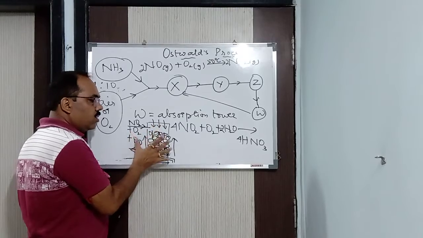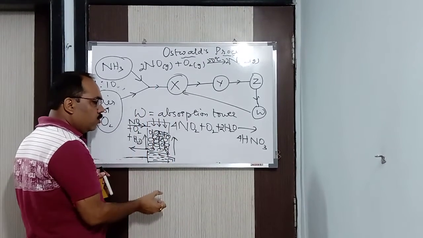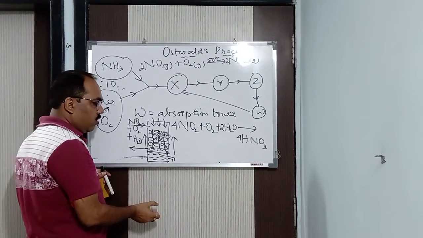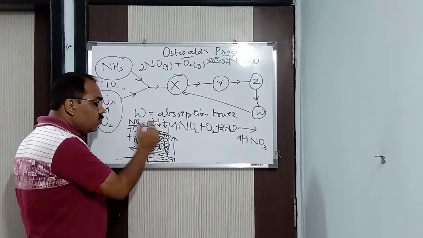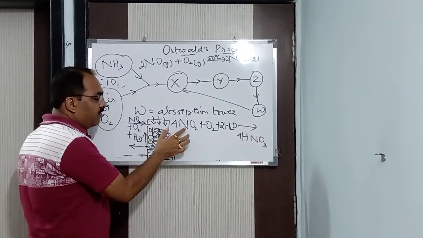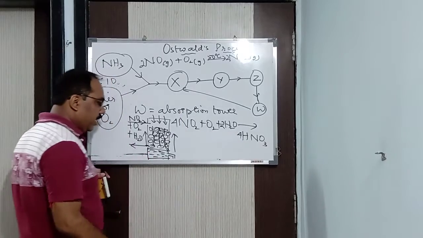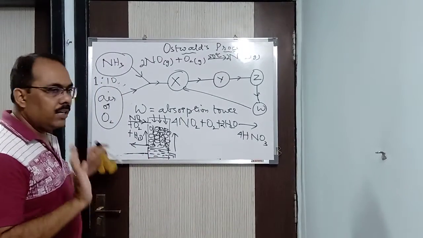Why is quartz used? Because quartz is acid resistant and it slows down the movement of nitrogen dioxide and oxygen. Due to this slowing, easy dissolution of nitrogen dioxide takes place with oxygen and water to form nitric acid. Got it? In this way nitric acid is ultimately formed.